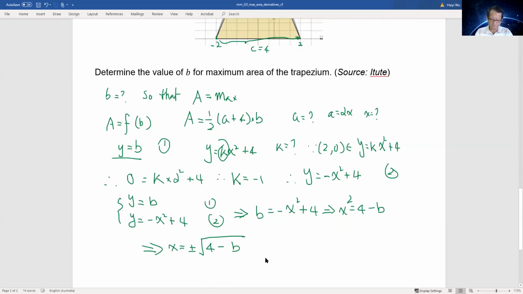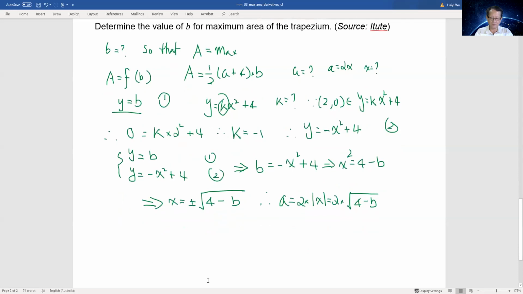So therefore, this x, we got it. So the length of the top base, we call a, is twice the absolute value of x. So we substitute 2 times the positive square root of 4 minus b. So this is our a. Now we put it into our area formula so we can establish the relationship between area and b.